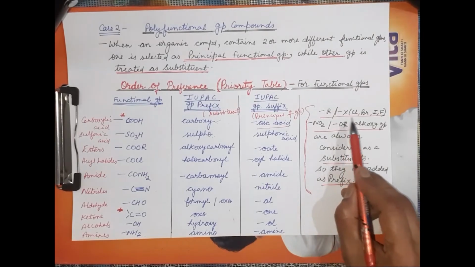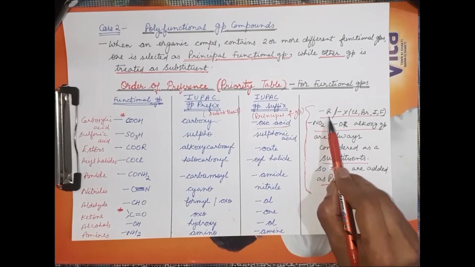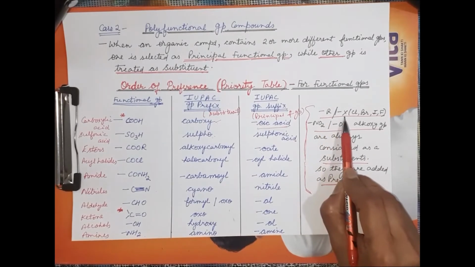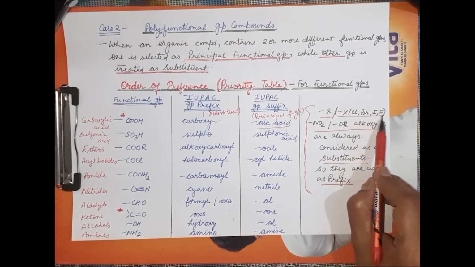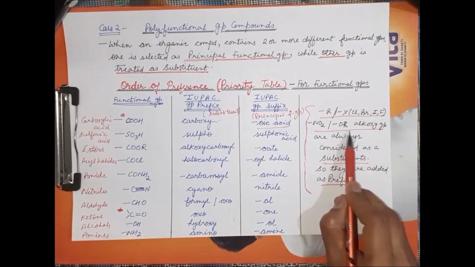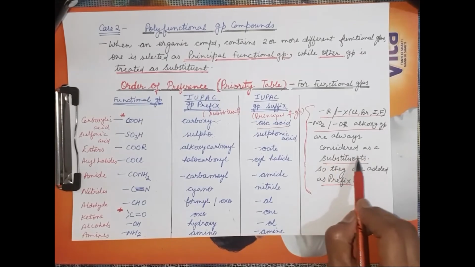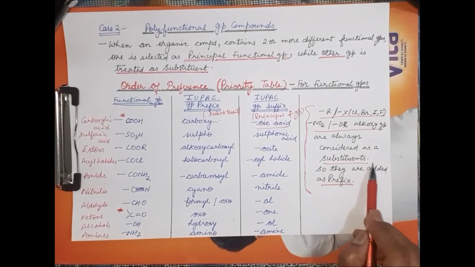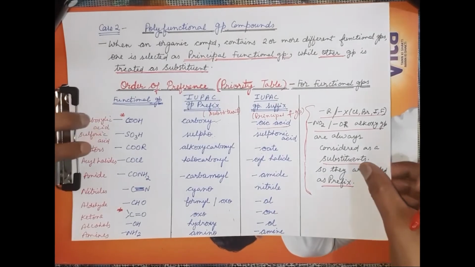And one more thing I want to tell you here: if any alkyl group, halide group meaning chloride, bromide, iodide, fluoride, nitro group or alkoxy group, OR group are present in the compound, they are always considered as substituents. And we know very well substituents are written as prefix in the IUPAC name.